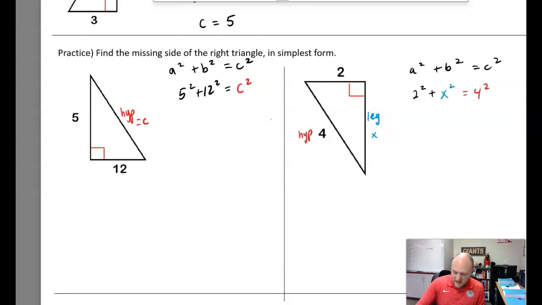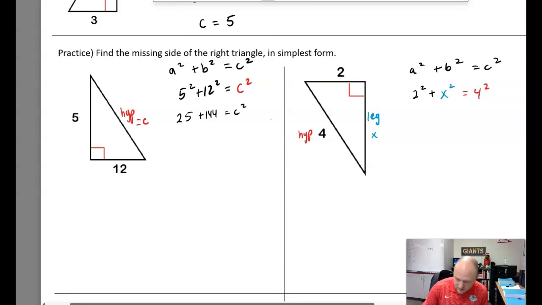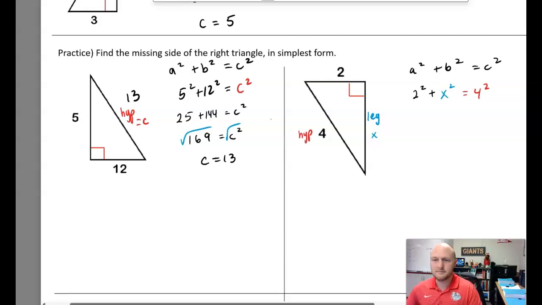All right, hopefully you went ahead and solved here. Looks like we have 25 plus 144 is equal to c squared. So we get 169 is equal to c squared. Taking a square root, you get c is equal to 13. So this side is going to be 13.